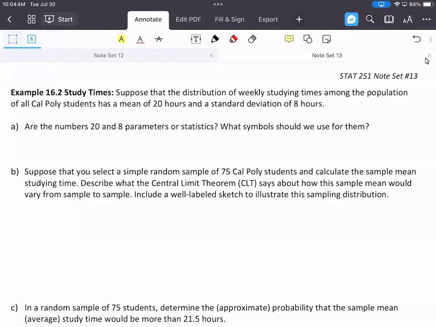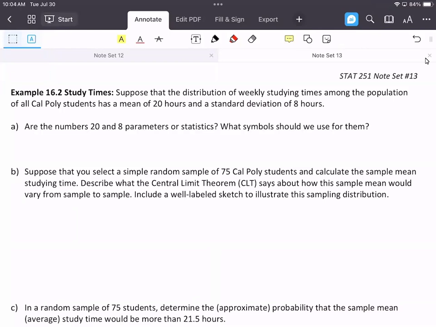Now let's look at an example. This is 16.2, looking at study times. Suppose that the distribution of weekly studying times among the population of all Cal Poly students has a mean of 20 hours and a standard deviation of 8 hours. Are the numbers 20 and 8 parameters or statistics, and what symbols should you use for them?